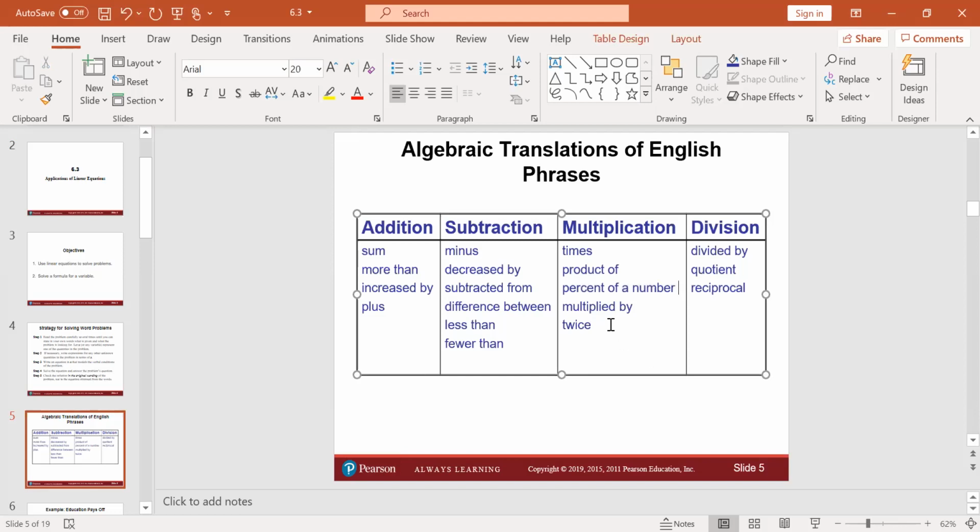Multiplied by, or even if you see twice, it's twice a number. Twice a number plus 7 is 24, something like that. What's that number? And then finally, if you're talking about division, you're talking about divided by, the quotient, the reciprocal, the dividend. The quotient is the result of division. If I do 12 divided by 4, the quotient is 3. That's the result of division.